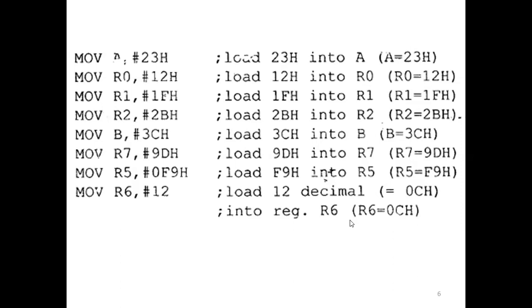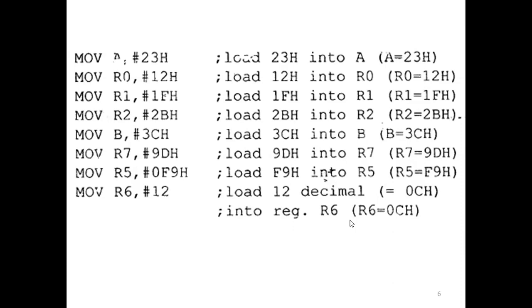Now the next is the second observation. Now the move R6, hash 12. This is the decimal number, but R6 contains the 0C. Why 0C? C is 12, the hexa equivalent of decimal 12 is C. So we cannot simply write move R6 comma hash CH.